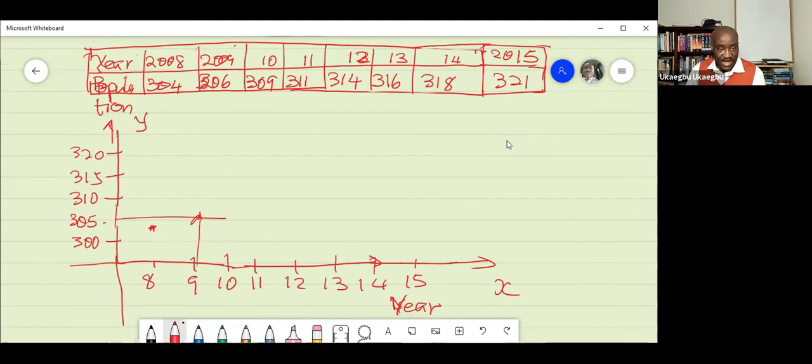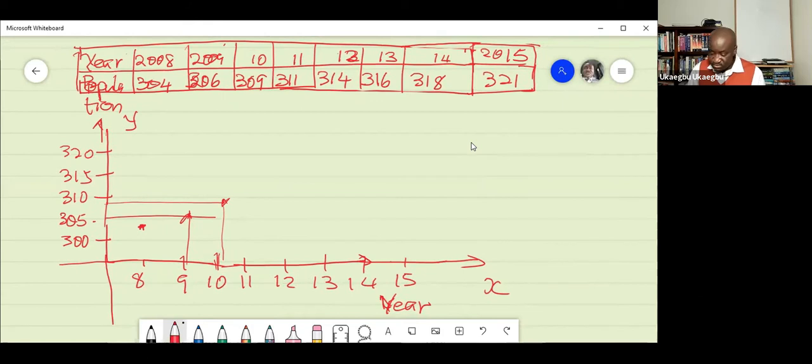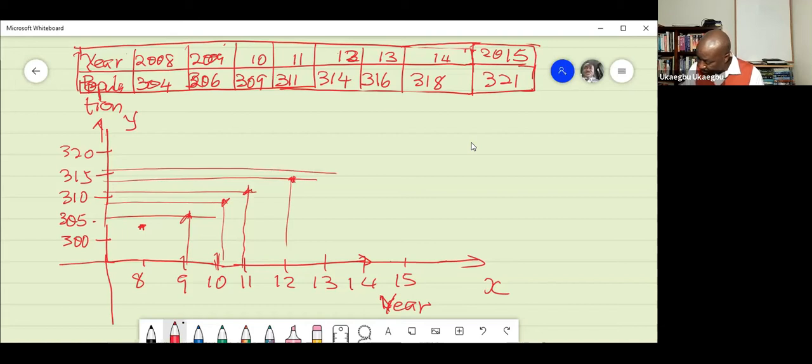2010, you have 309. 309 is somewhere here. Remember, we are just sketching. You can draw a better graph using a graph paper. And 11 will give us 311. So we have somewhere here. And 12 will give 314. 314 is somewhere here. And 13 is 316. 316 is somewhere here. And 14 is 318. 318 is a little bit closer to this place. And 321. 321 is closer to this place for 15.